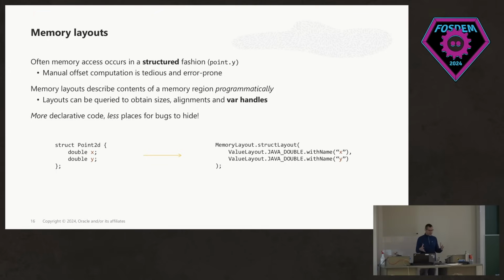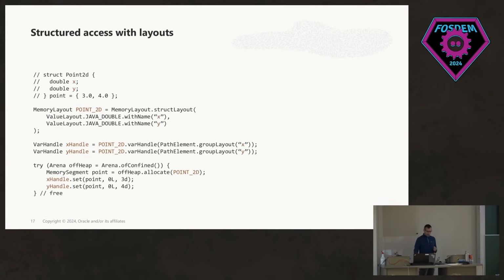What if we can translate the struct Point2D definition that we have in C into a Java object that models the same layout? Then we can start asking interesting questions, such as what is the layout of the field X or Y? Give me a VarHandle for accessing the X field. And that's exactly what we are doing here.